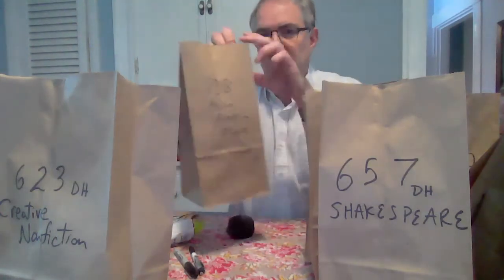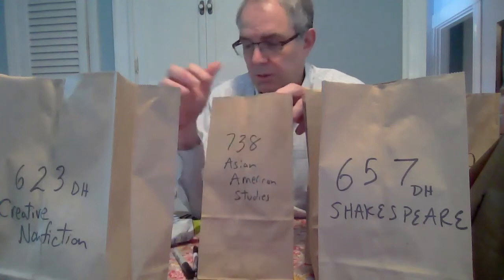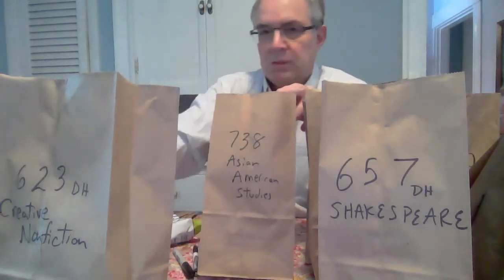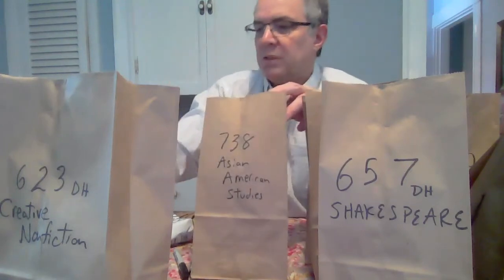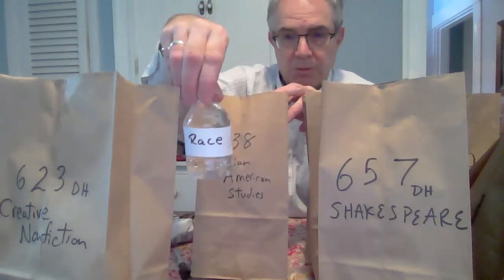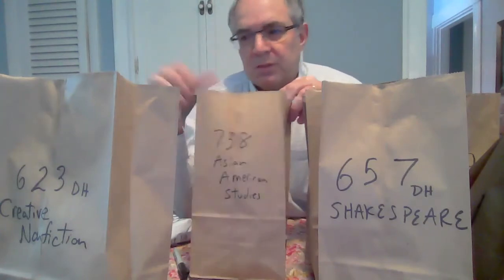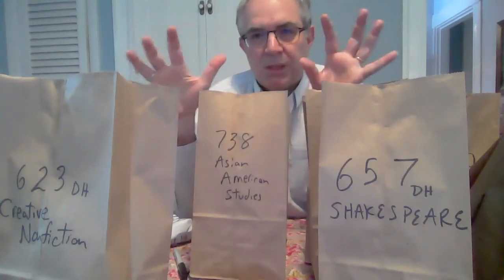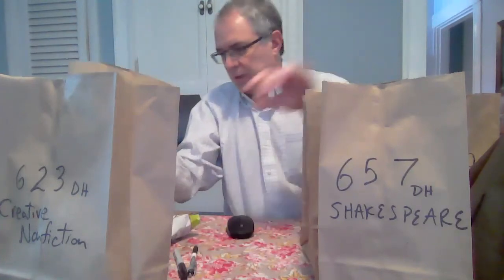If you take 738, that's the Asian Americans and Culture course, that will give you an apple because it's 600, 700 level, and it will give you the race requirement water because it falls under that category. So that's what you have to do. You need to just organize all your lunches in lots of different ways.